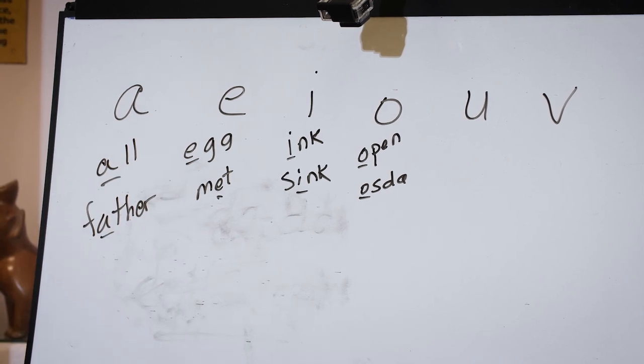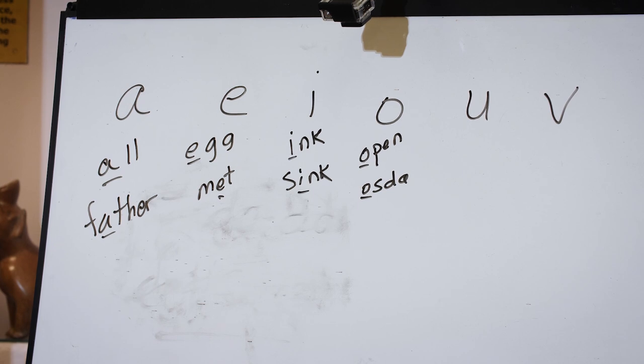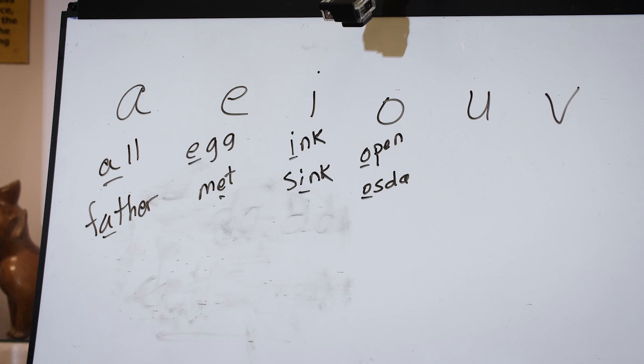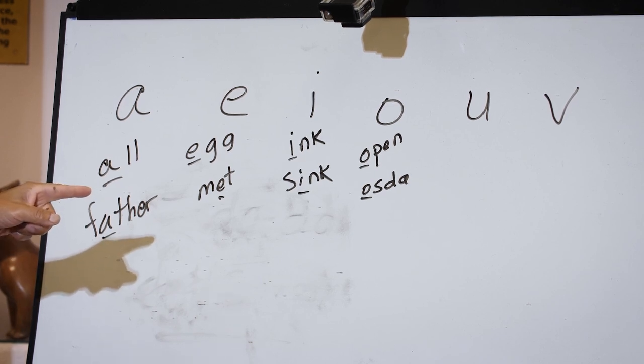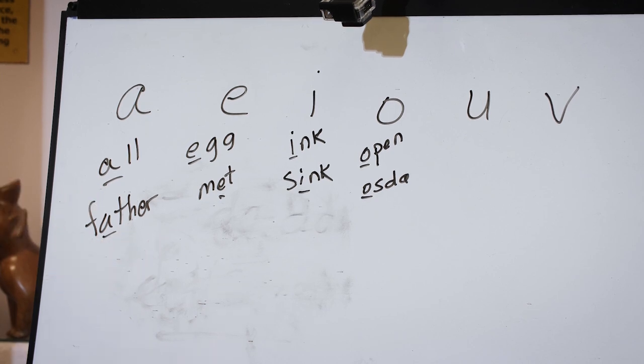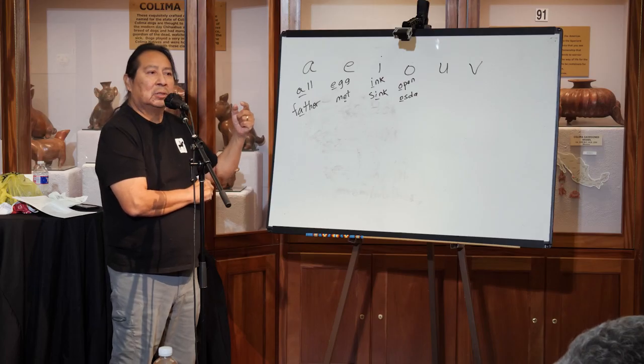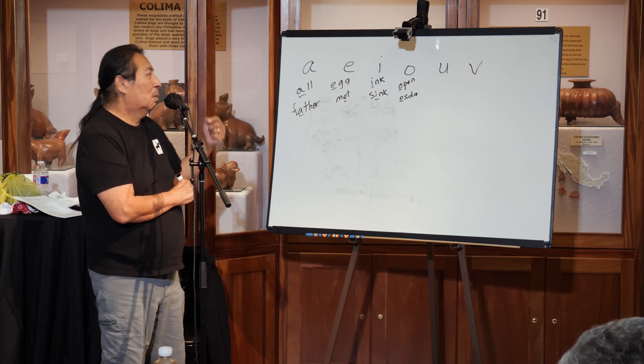Okay, the O, open. It's not O, it's O. Oh, like saying, oh, okay, I remember that now. Oh, open. Then this bottom one here, Osta. Osta, that's an example of saying good in Cherokee. Good, Osta. We're not saying Osta, we're saying Osta, Osta.